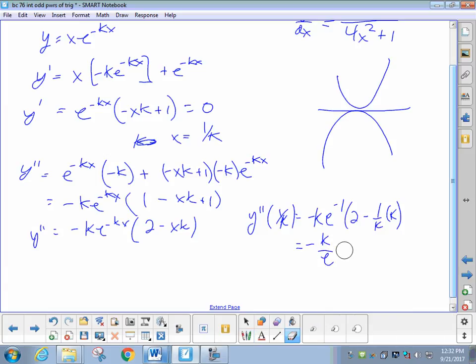So, times 1. Please tell me if k is positive or negative. K is a fixed positive number. Okay, so because k is positive, is this negative or positive? Negative. Y double prime at 1 over k, our horizontal tangent, is negative. So does that imply that we're looking at min or max? A max. If I have flat with concave down, that's a max.